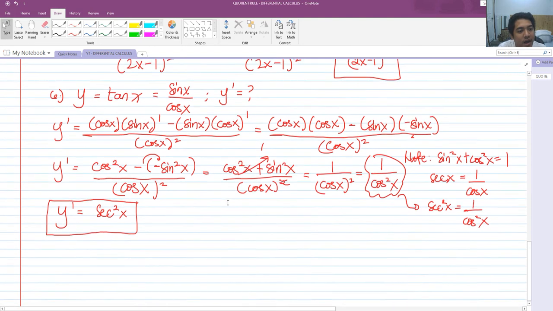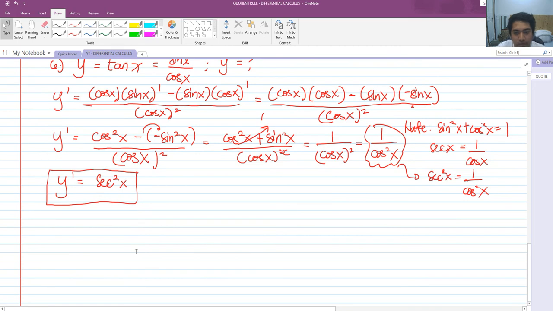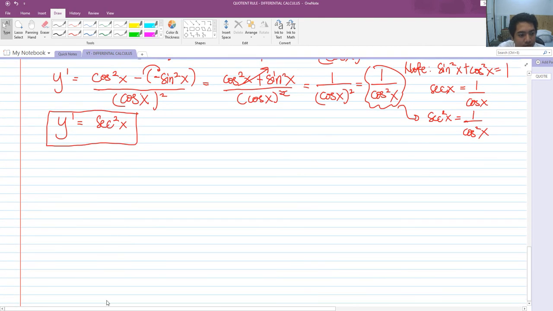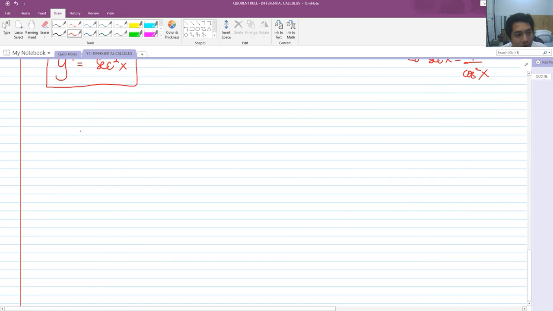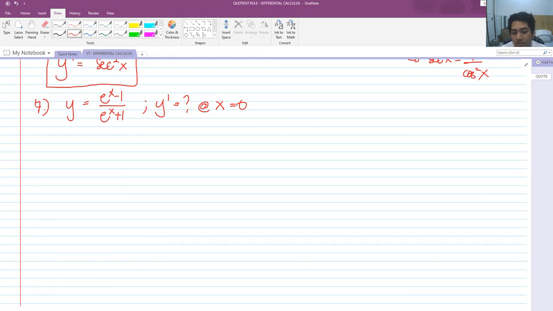Okay, so let's try to have another example. For number 7, we have y equals e raised to x minus 1 all over e raised to x plus 1. Then we are going to calculate its value, y prime. What is the y prime at x equals 0? Meaning, after getting the derivative, we substitute x equals 0. What would be the value?